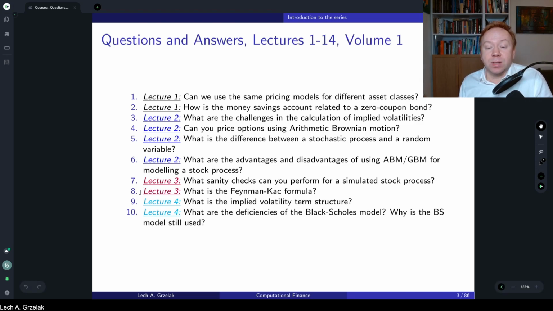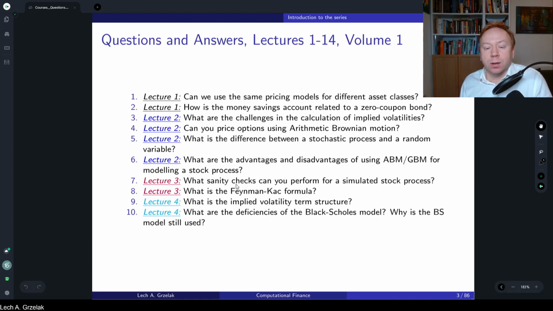Lecture number 3 is about the Feynman-Kac formula. This is question number 8, with the Feynman-Kac formula and what type of sanity checks you can perform to check whether a simulated stock makes sense. Sometimes we simulate stochastic differential equations, and how would you know whether the simulated stock is correct? Maybe not fully correct, but what kind of obvious mistakes can you catch?